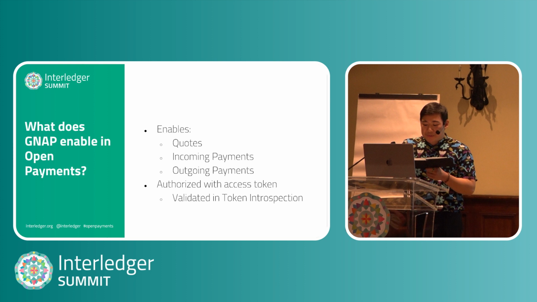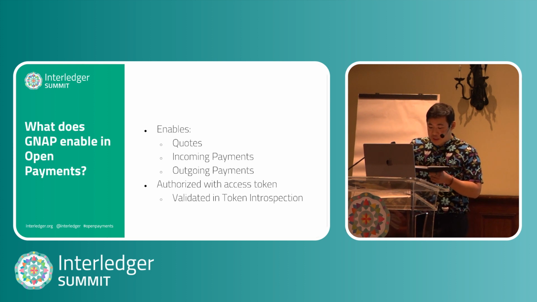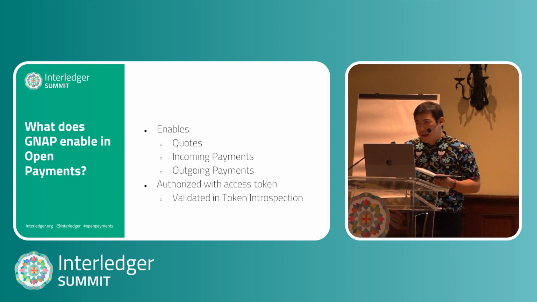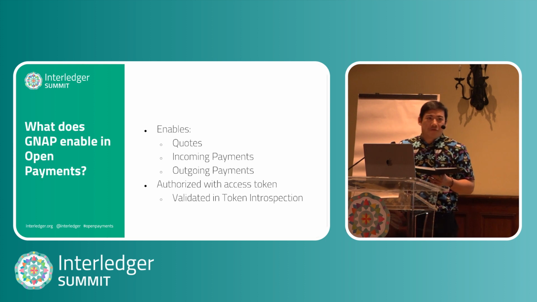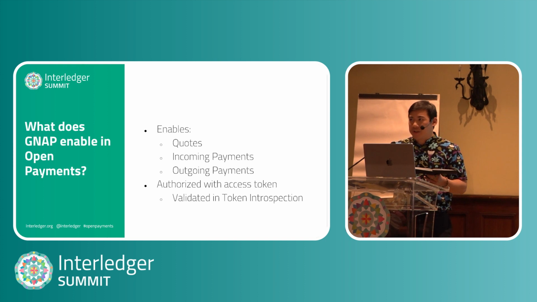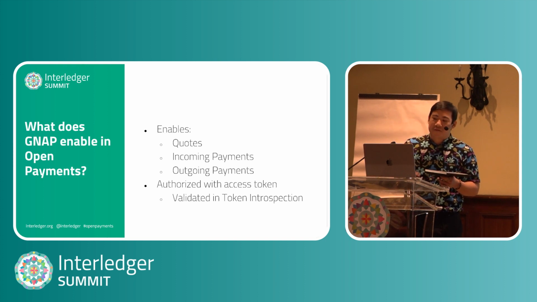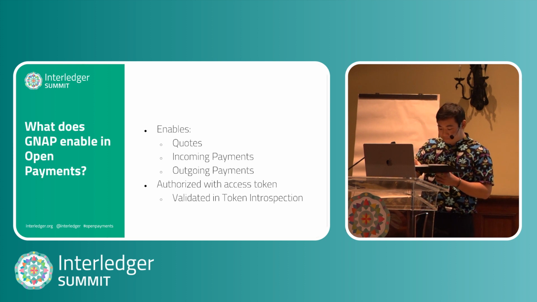So what does GNAP enable in Open Payments? In Open Payments, GNAP is used to authorize the creation and accessing of quotes, incoming payments, and outgoing payments. Remember how I mentioned that interaction may or may not be necessary? If a client is requesting access to perform actions on quotes or incoming payments, then interaction would not be necessary, but it is for outgoing payments.